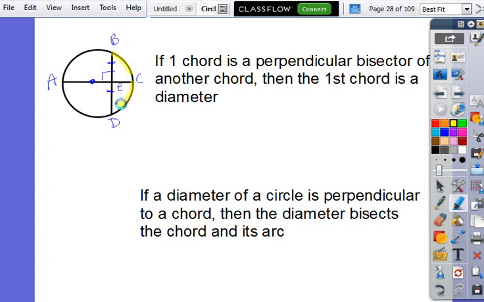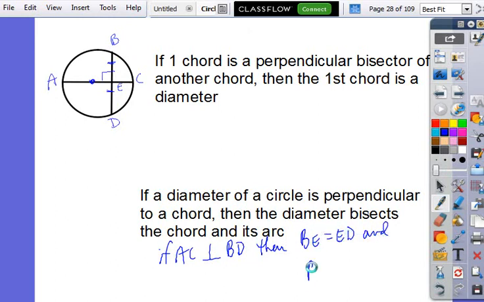All right, so let me write that out. Let's see, what would we say? We would say if AC is perpendicular, remember that little symbol means perpendicular, to BD, then I know that BE is equal to ED and arc BC is equal to arc CD.